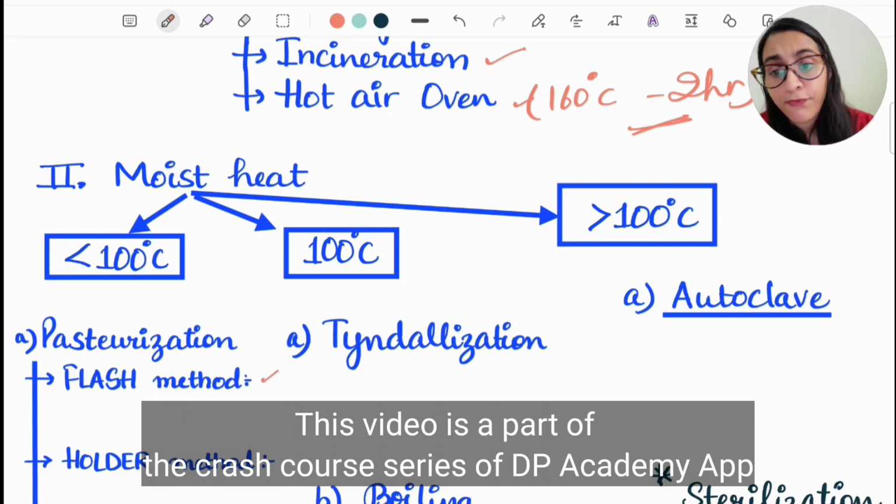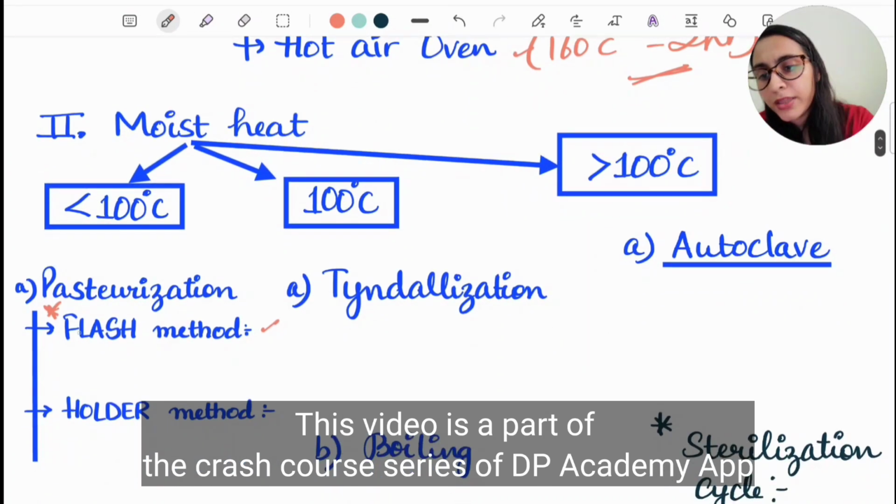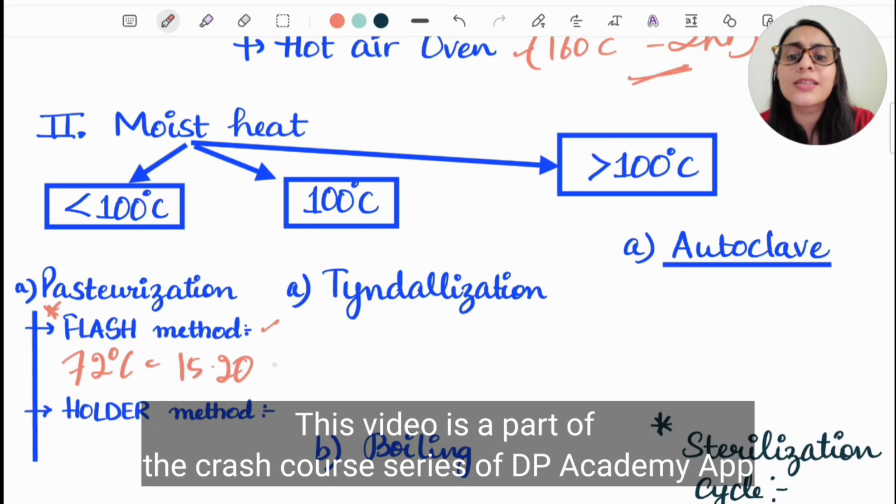Either you can use the flash method. Flash method is the best method for the pasteurization of the milk, the most effective method for the pasteurization of the milk. Again, this is an important point that you need to remember. Flash method is the most effective method for the pasteurization of the milk. In the flash method, we use 72 degrees Celsius for 15 to 20 seconds only. And that is why it is the fastest method that is used for the milk, that is the packed milk.